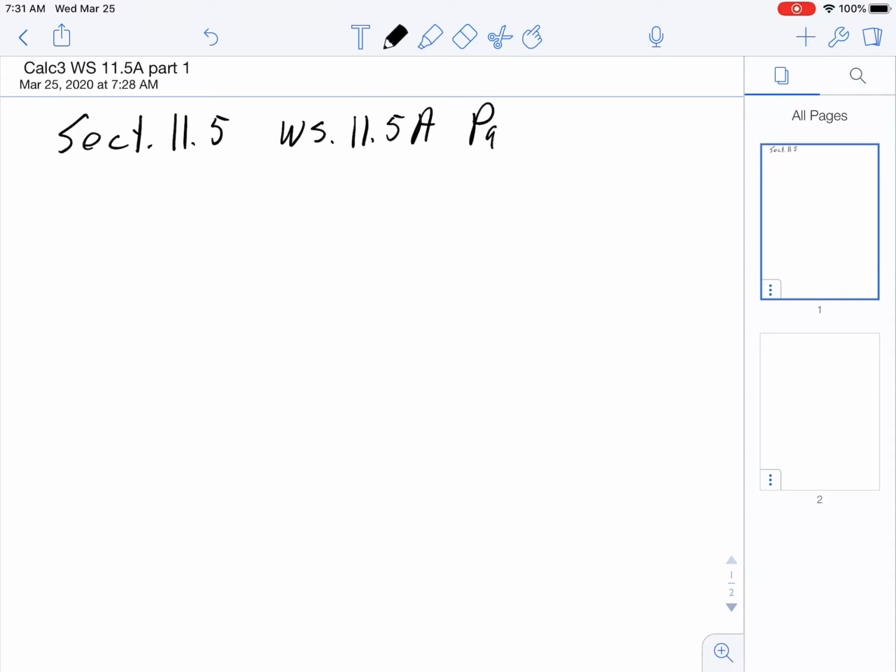1.5a part 1. So I'm going to break this up into two sections. Now, this first part is just a review of conics, but the overall concept is that we're going to look at converting conics in parametric form.